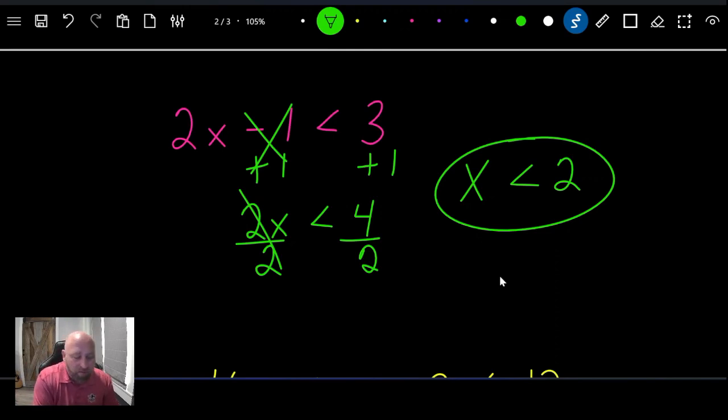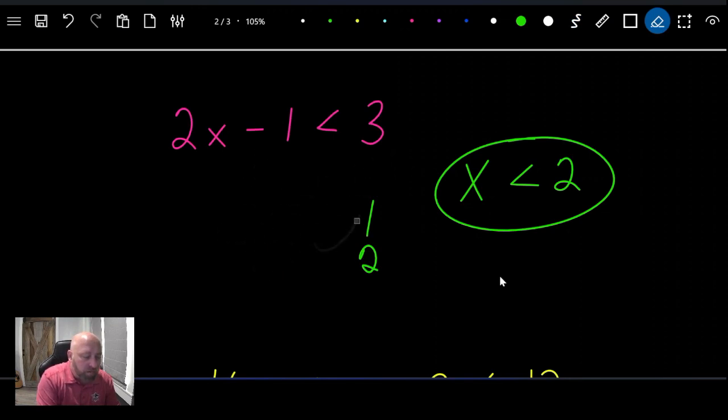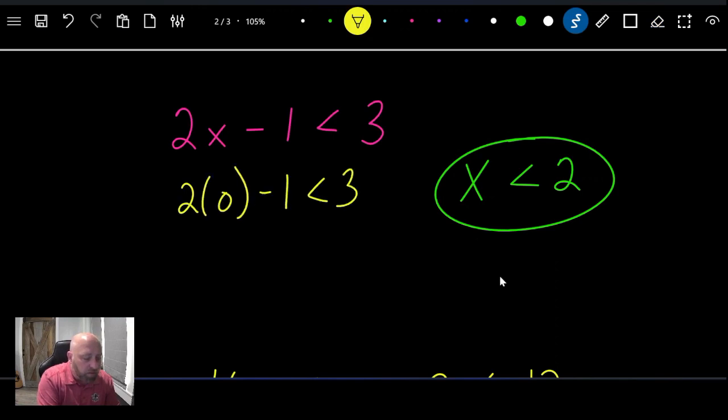So what's a number that's less than 2? Well, 0 is less than 2. So when we go back through this, 0 should solve this inequality. Let's see if it does. We'll just go ahead and plug 0 in there. So 2 times 0 minus 1 is less than 3. 2 times 0 is 0, minus 1 is less than 3. That is correct. That checks.